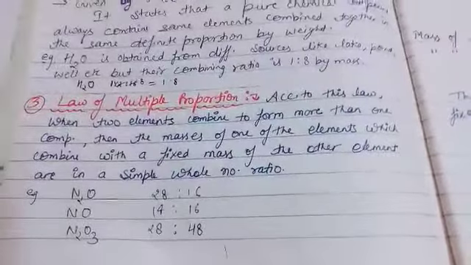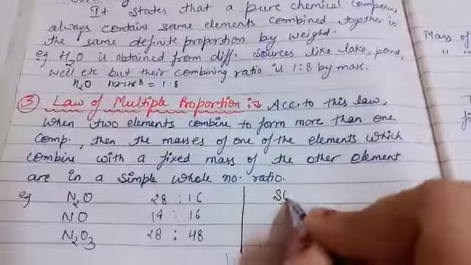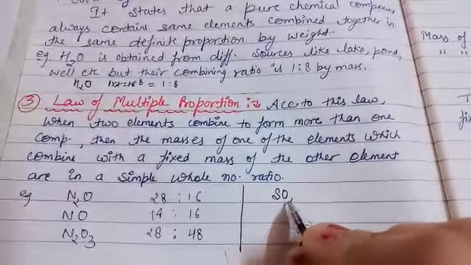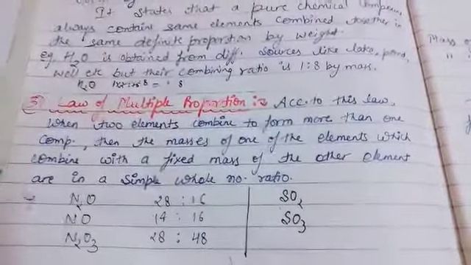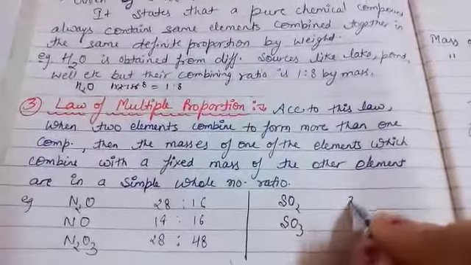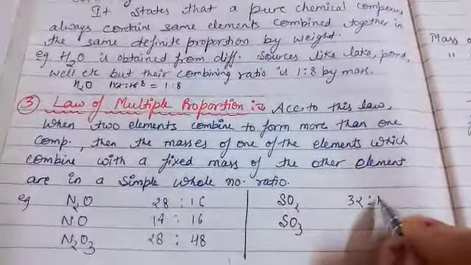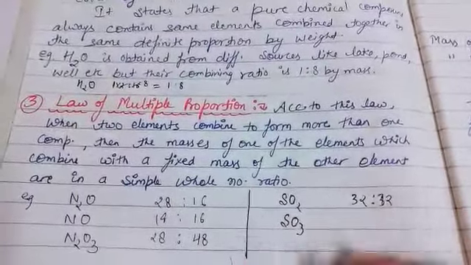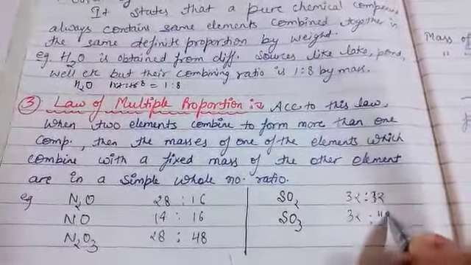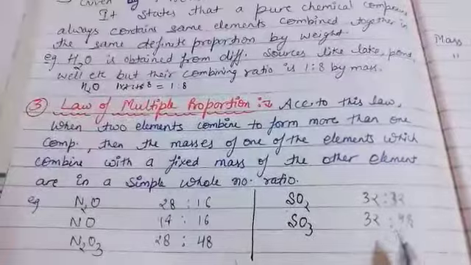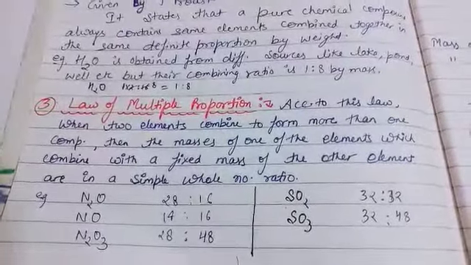Same condition if you take the example of sulfur and oxygen. Sulfur combined with oxygen forms sulfur dioxide, SO2, it forms sulfur trioxide also, and so on. Now in this one, sulfur is 32, and oxygen is 16 into 2, so that is also 32. Now in this again 32, then this one is 16 into 3, it's 48. If you cancel it, the ratio is a simple whole number ratio. So this is regarding the law of multiple proportion.